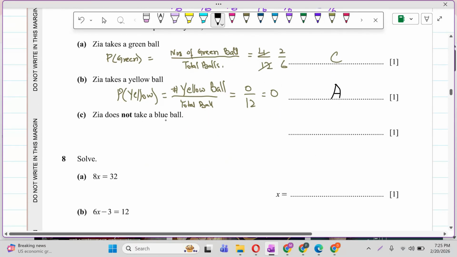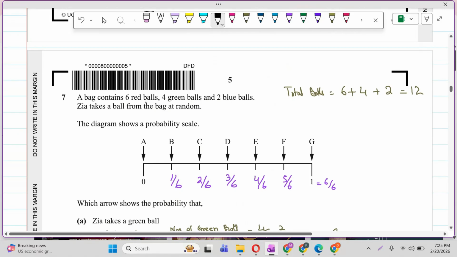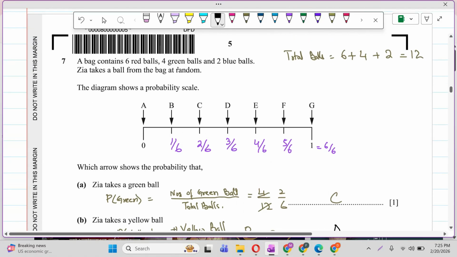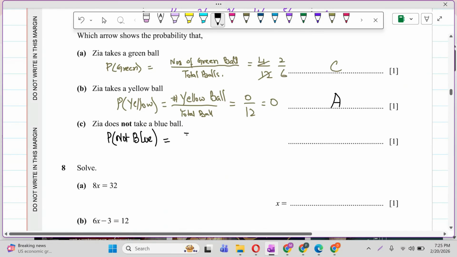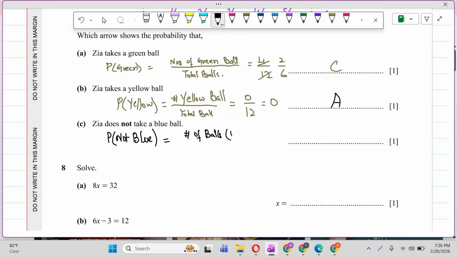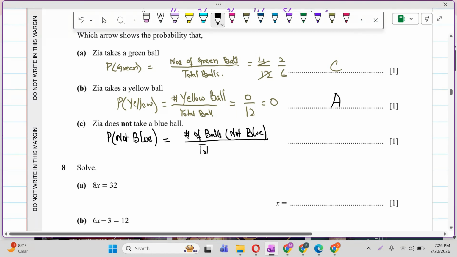Zia does not take a blue ball. So the remaining balls are red and green balls. So he can take other balls. So the probability of not blue is equal to the number of balls not blue over total balls.